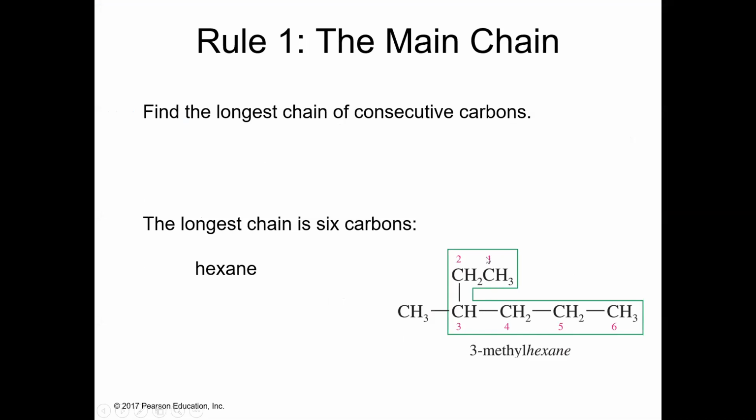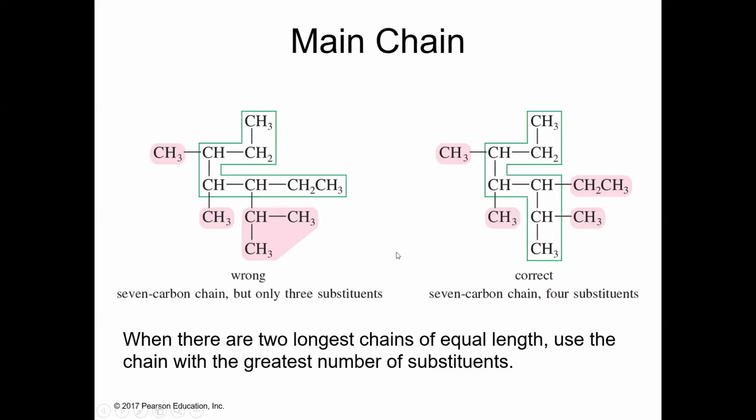Okay, so here's an example of where the longest chain is not the one that's necessarily written horizontally. The longest chain in this case is actually hexane, so this is 3-methylhexane, not 2-ethylpentane. Okay, here is an example. These are the same structure, but on the one on the right, we have more substituents, so that's considered to be more correct.